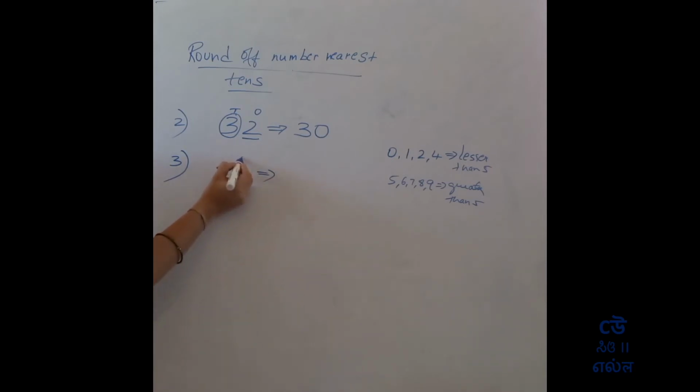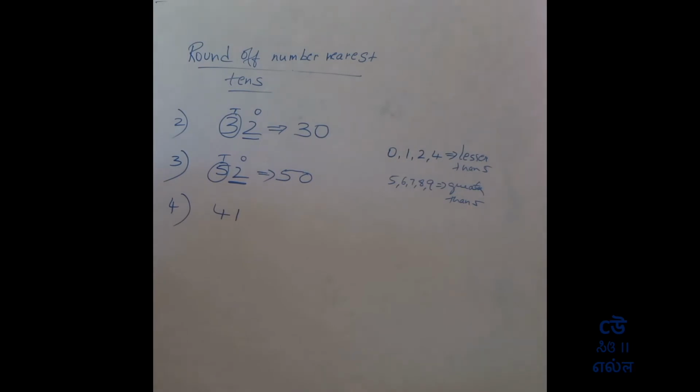We have again ones place and tens place. So first circle the tens place number. Next, consider the right side of the tens place number, which is the ones place. So now you have to look at the ones place value. Is the ones place value lesser than 5 or greater than 5, children? 2 is lesser than 5. So the tens place number remains as it is because the ones place number is lesser than 5. Understood?